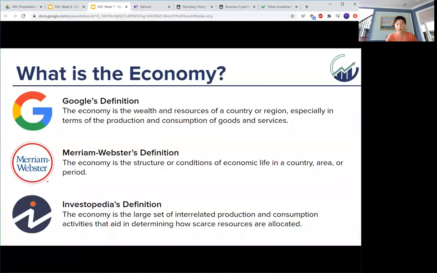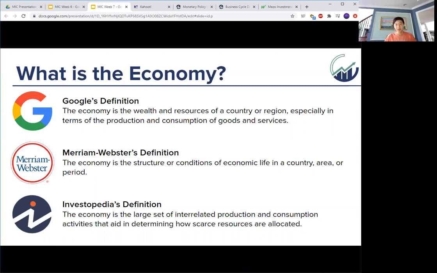In order to understand what fiscal and monetary policy are, we first have to understand what the economy is. So the question is, what is the economy? Well, it is a very difficult thing to define. Google, for example, defines it as the wealth and resources of a country or region, especially in terms of the production and consumption of goods and services, which I guess makes sense. Merriam-Webster defines the economy as the structure or conditions of economic life in a country, area, or period.